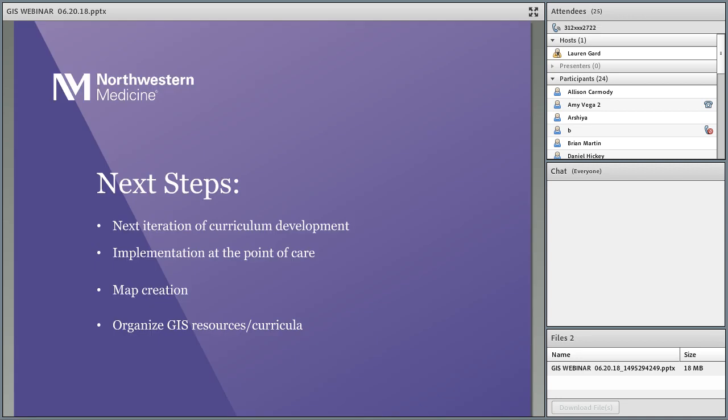So the next steps for us: we asked our residents if they thought this would be useful at the point of care, and 58% of the time they said yes, so now they're going to have to do it. We'll start using the tool at the point of care to see if it's starting to impact the conversations that they're having. We'll start working a little bit more on our own map creation, and then trying to organize GIS resources for everyone to use.